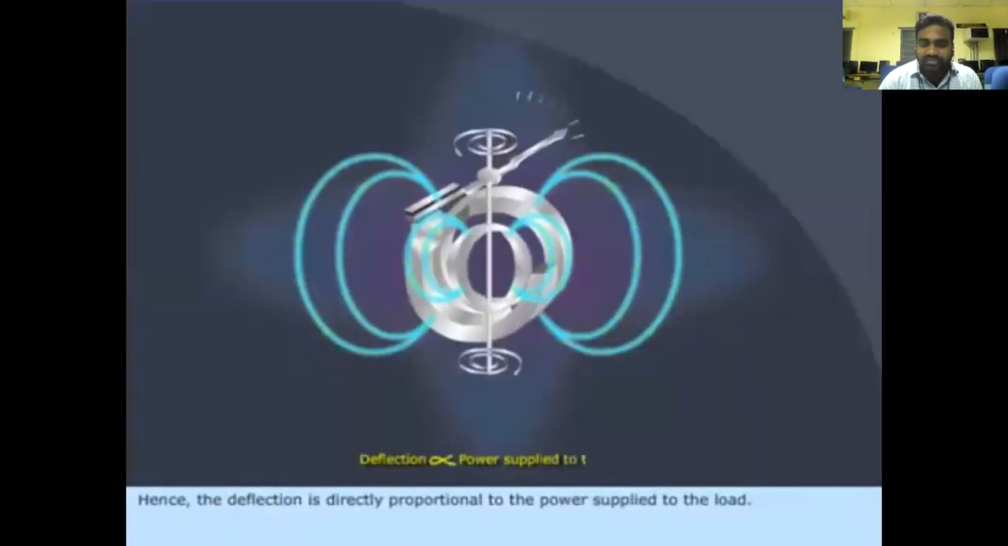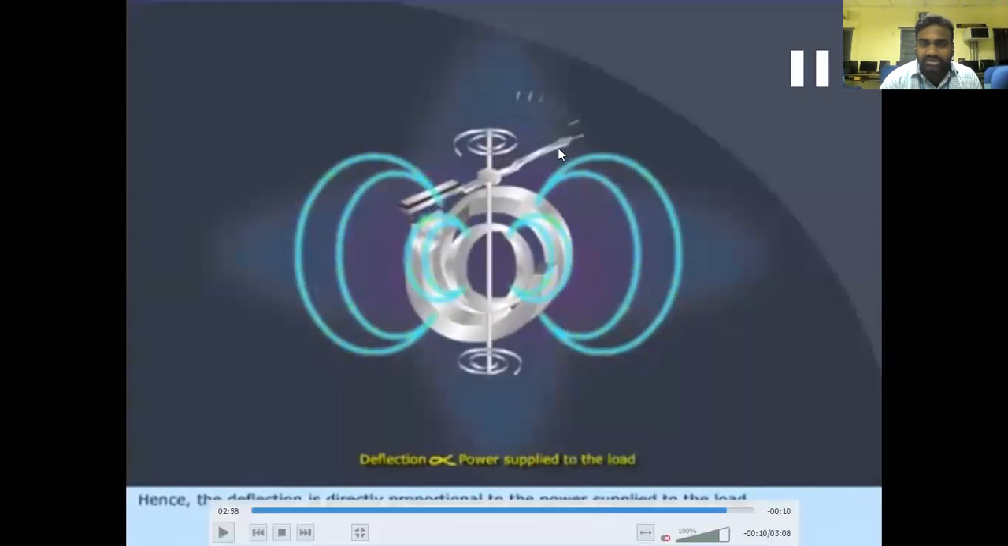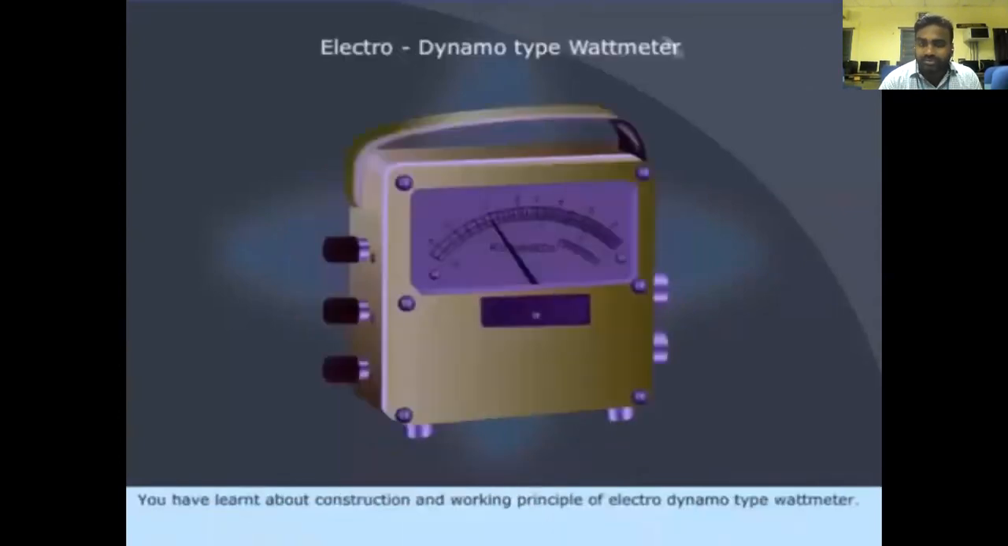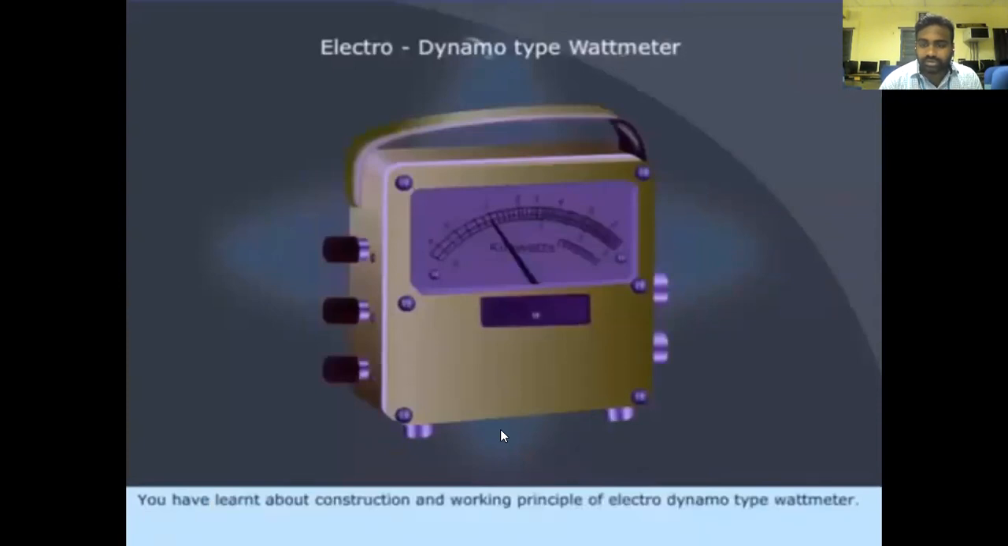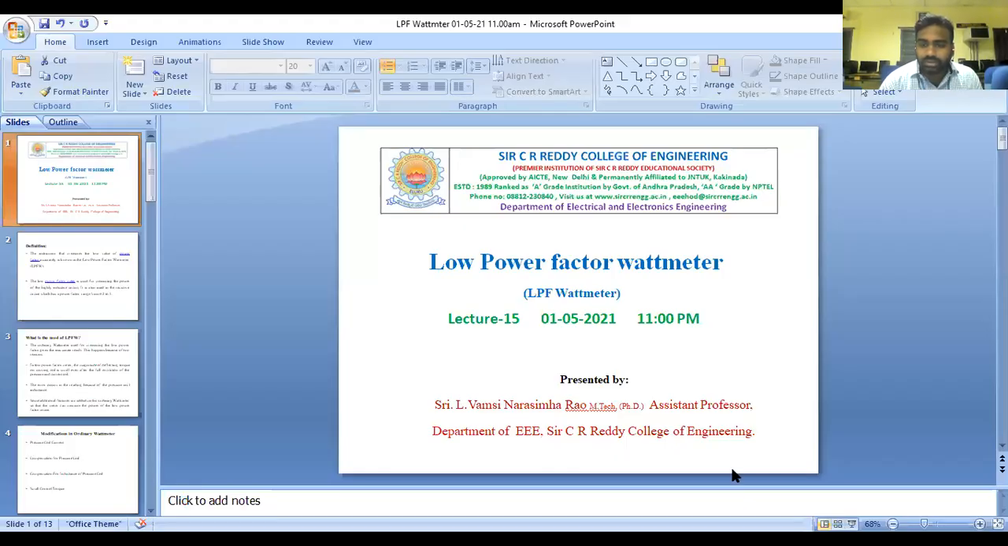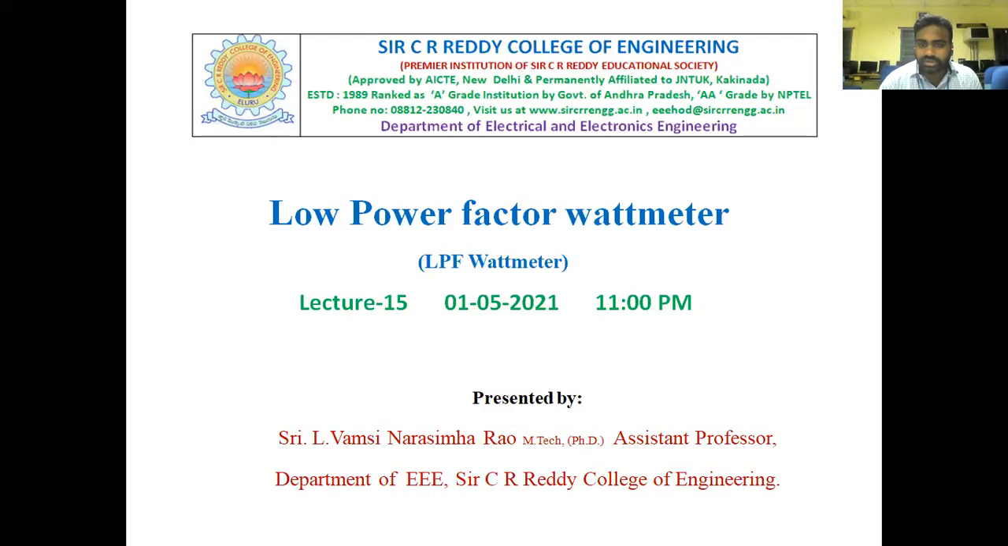The deflection created on the measuring scale is directly proportional to the power supplied with respect to the load. I hope this is clear. Many people asked this doubt, that's why I shared the animation.